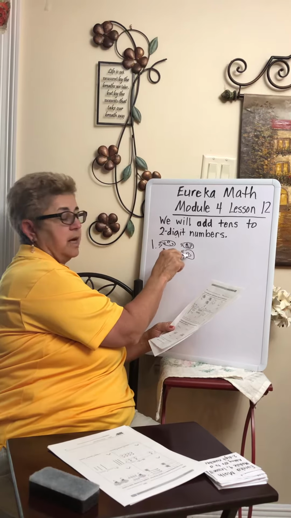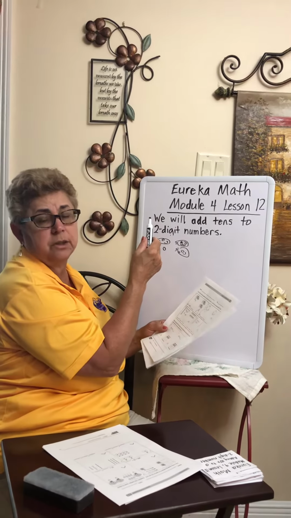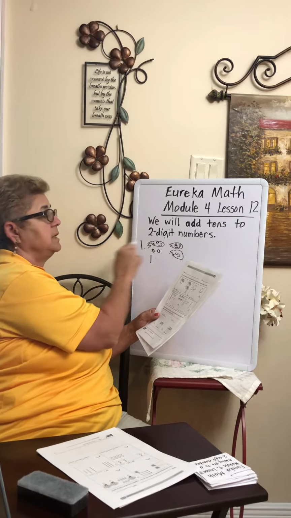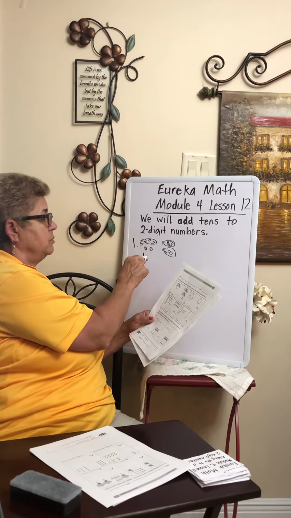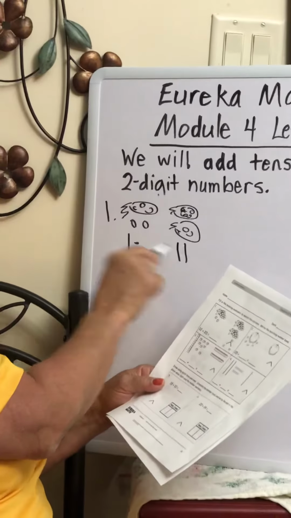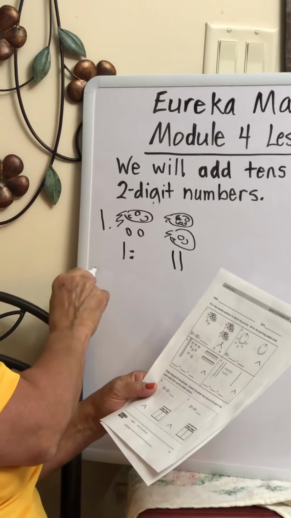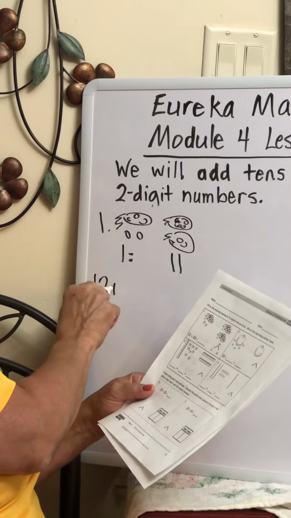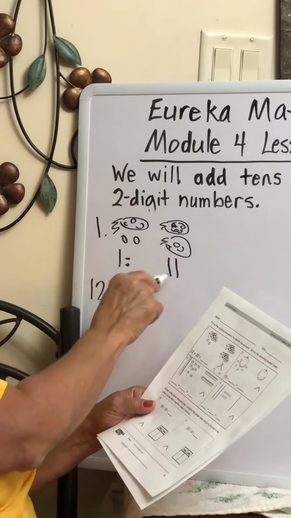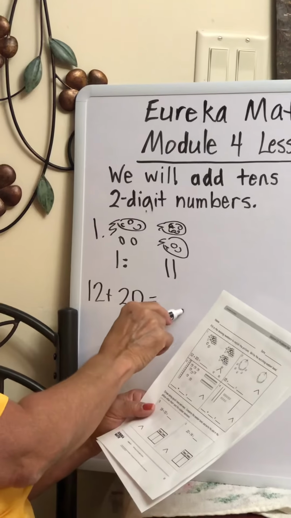And then what you're going to have to do is still use your quick 10. You would go 1 for the 10 and 2 for the 1. And then 2 for the 10s. And so then you have 12 plus 20, because this is the 12, this is the 20, equals.